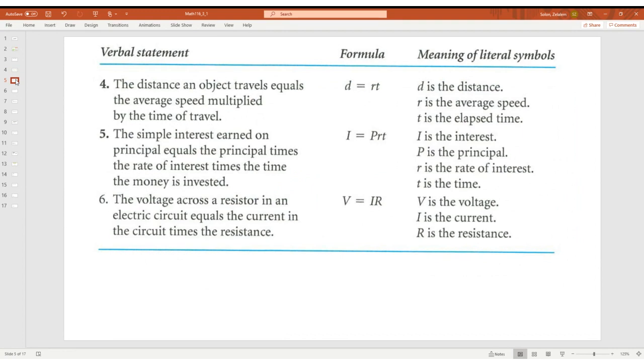Okay. The next one, number 6, is a physics problem. The voltage across a resistor in an electric circuit equals the current I times the resistor R. So the voltage can be found by the current times the resistor. The resistance in the wire multiplied by the current flowing through the wire will give you the voltage. So these kinds of expressions are called formulas or literal equations, which describe real world situations.